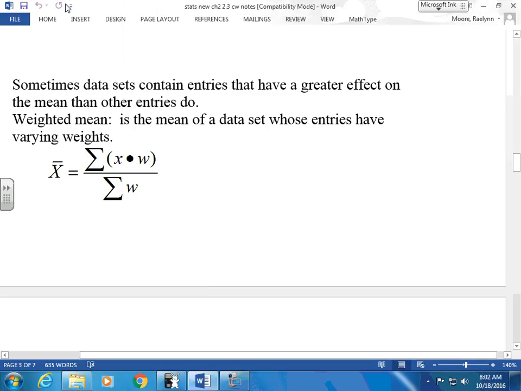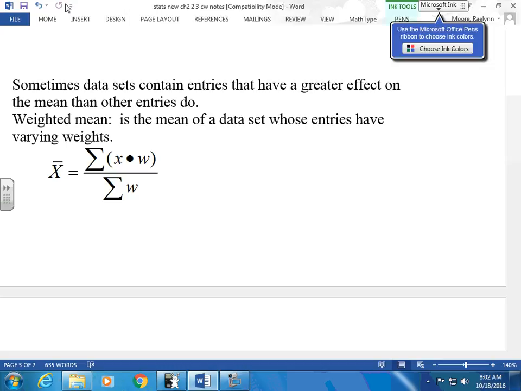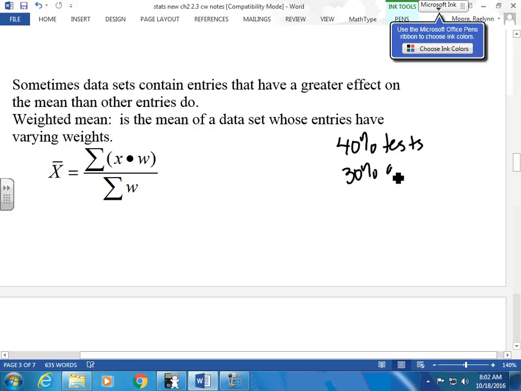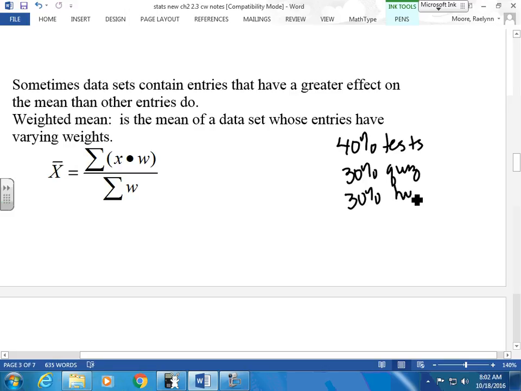You ever get a sheet that says 30% of your grade is from homework, 30% is from quizzes, 40% is from tests? Yeah. That's a weighted mean. So what they're saying is this. If I say 40% is tests, 30% quizzes, 30% homeworks, classworks, whatever, and others, these have to add up to 100%.